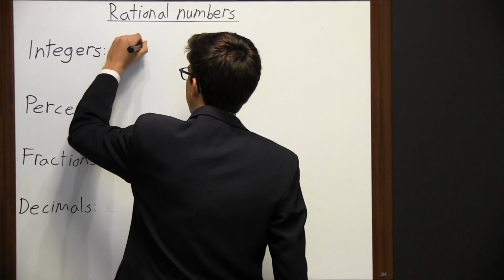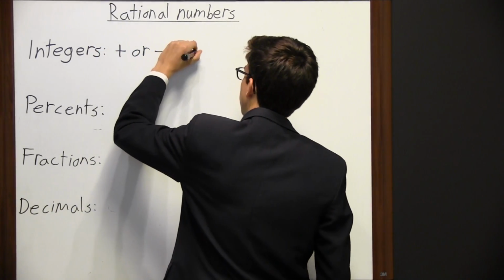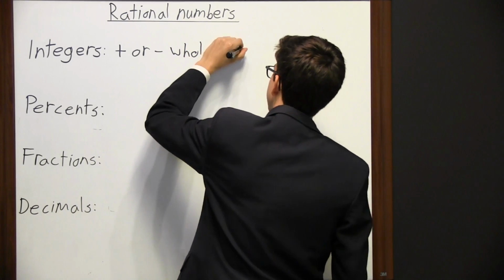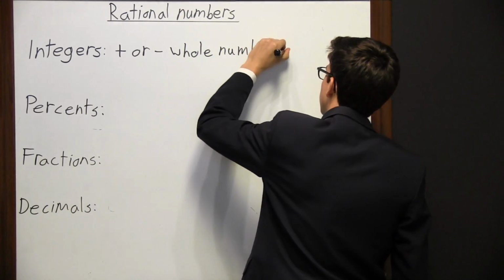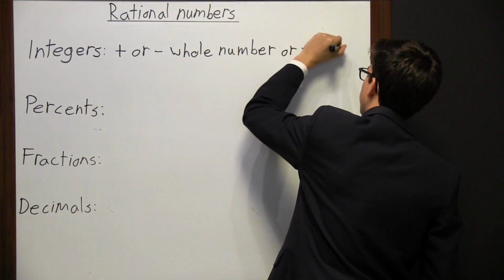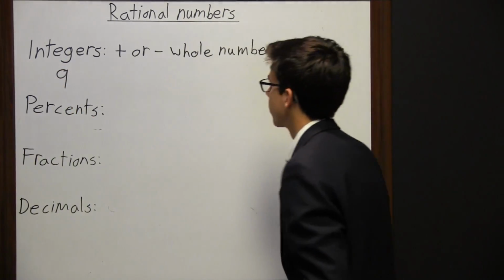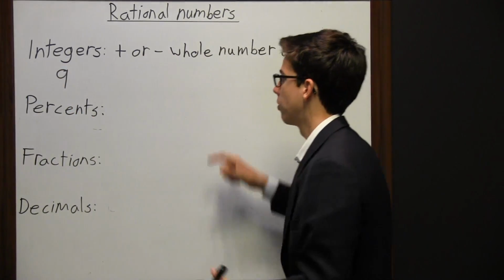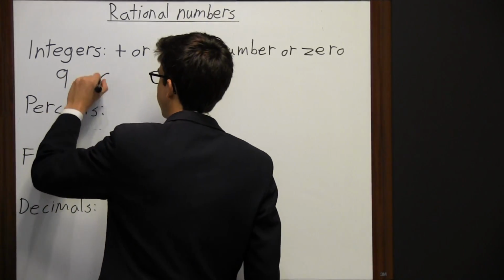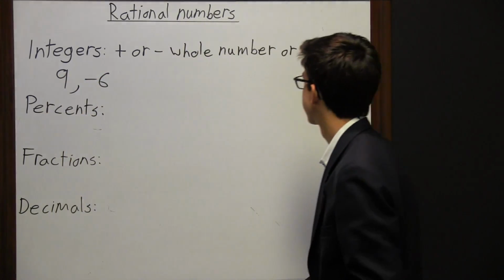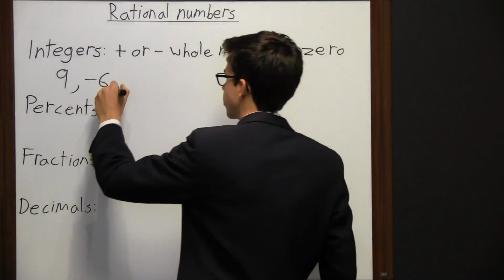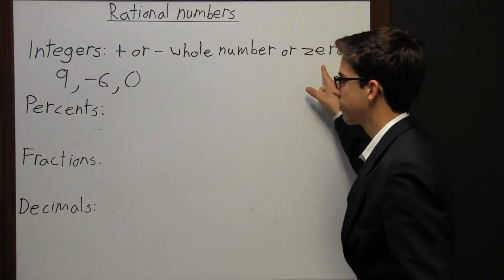An integer is a positive or negative whole number or 0. So 9 would be a whole number. It would be an integer because it's a positive whole number. -6 is an integer because it's a negative whole number. Then of course 0 is an integer because we said it was.